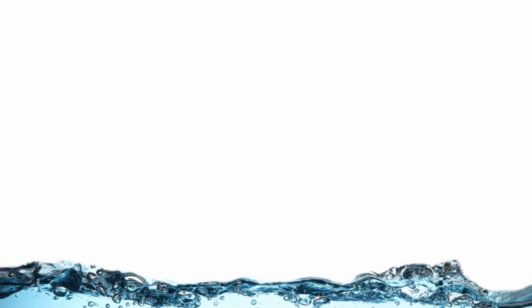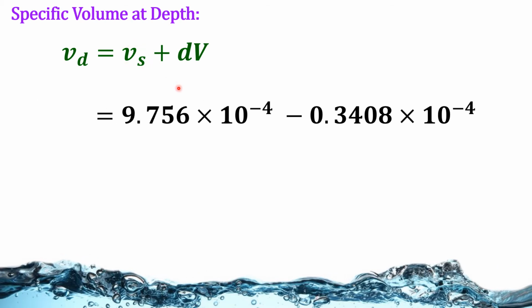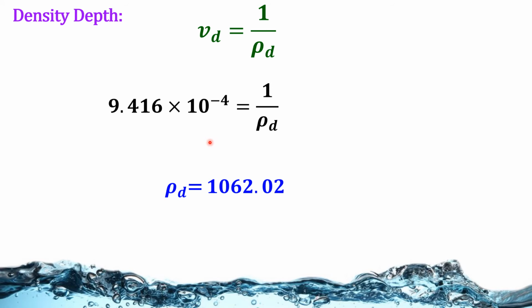Specific volume at the depth. We know that Vd is equal to Vs plus dV. Substituting the values of Vs and dV, we get Vd as 9.416 into 10 to the power minus 4 meter cube per kg. Next, we are going to calculate density at the depth, where Vd is equal to 1 by rho d. We know the Vd value. Substituting the Vd value here, we get the density at the depth as 1062.02 kg per meter cube.